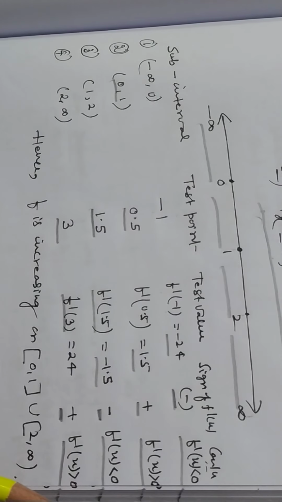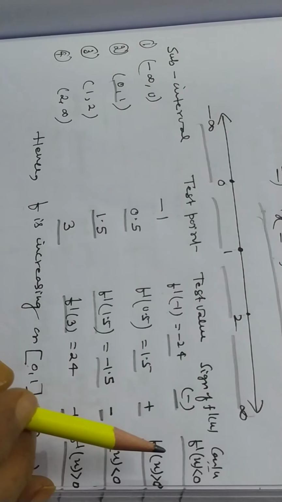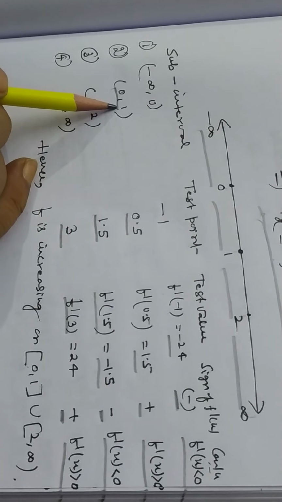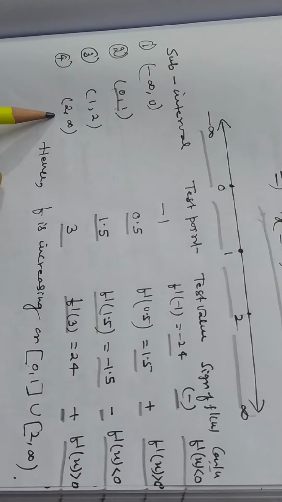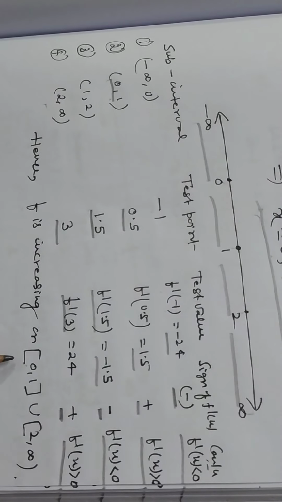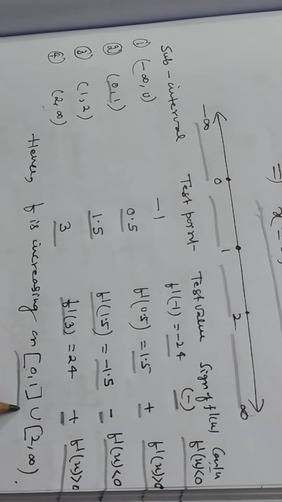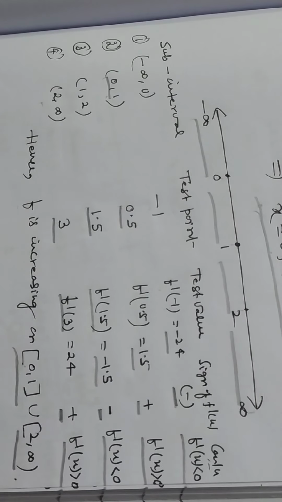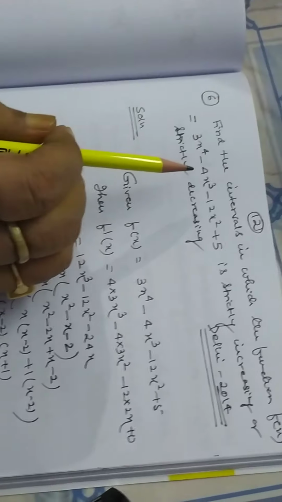So my dear student, f is increasing on 0 to 1, where the value of f dash x is positive, and on 2 to infinity, where the value of f dash x is positive. So f is increasing on the closed interval 0 to 1 union 2 to infinity. In this way we can solve this problem. I hope you have followed me.